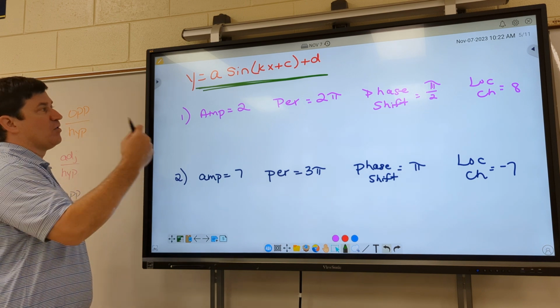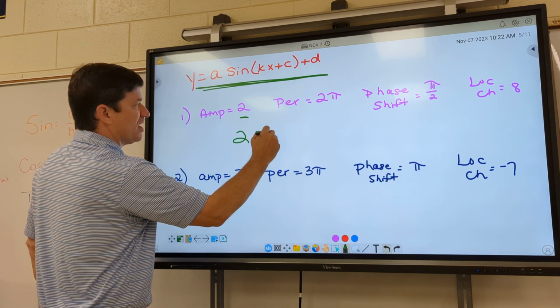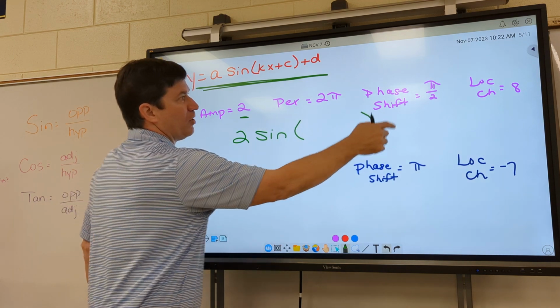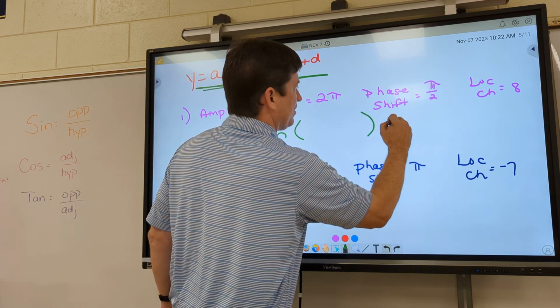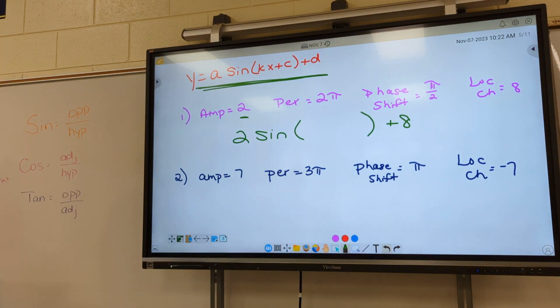All right, Samari, we can go ahead and put the amplitude in the front. I know it goes in front, so that's 2 sine. And I know the location change goes in the back, so that's plus 8. You can go ahead and write those down. Those are automatic. Go ahead and knock out those 2.